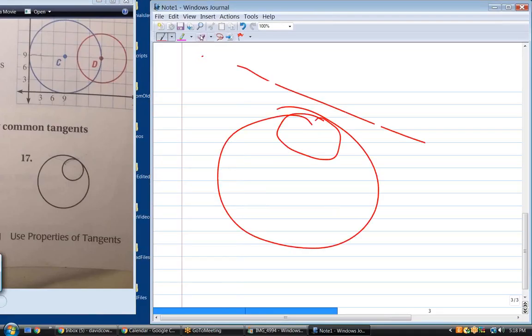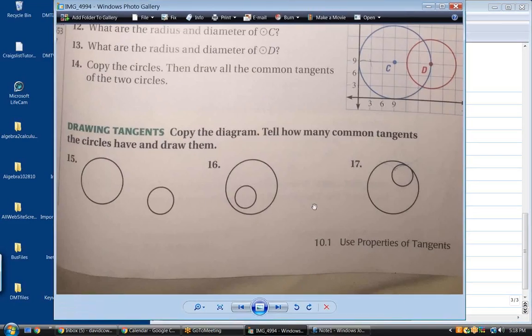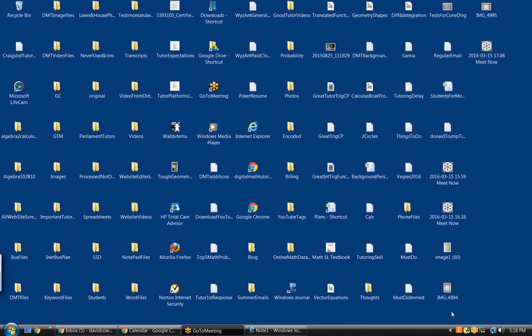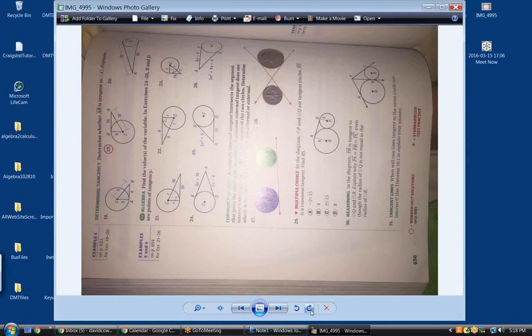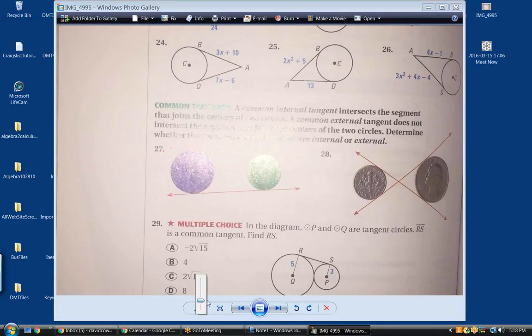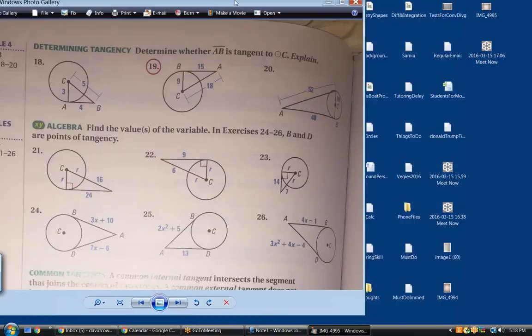Right. Whoops. Right there. You had 2 documents, didn't you? Yeah, there's like a second page. Okay.